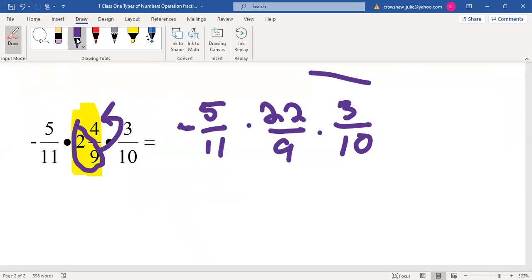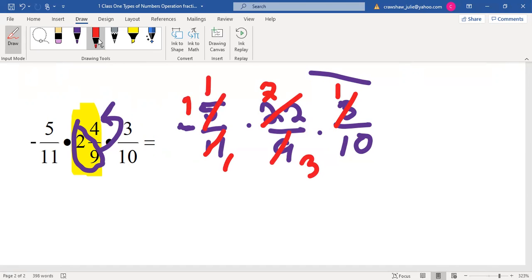Now that I have everything in improper form or in proper form, but there's no mixed numbers, I can go ahead and reduce. 11 goes into 11 one time. 11 goes into 22 two times. 3 goes into 3 one time. 3 goes into 9 3 times. 5 goes into 5 one time. Bring up my negative sign. And 5 goes into 10 two times. And I can still reduce because the 2 divided by 2 is going to give me 1.